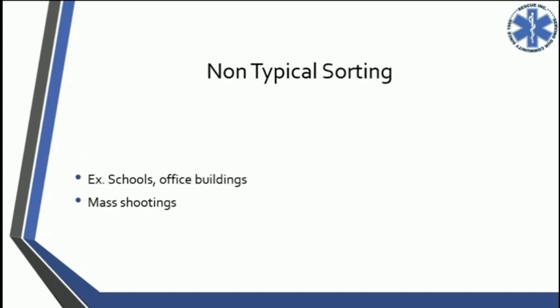Non-typical sorting. Is a school shooting conducive for that type of global sorting? No. So how do we do schools? How do we do these large-scale events that are in buildings? Yeah. You see them, you triage them. And quite honestly, if they're a green or a red, I'm tagging them and I'm moving on.